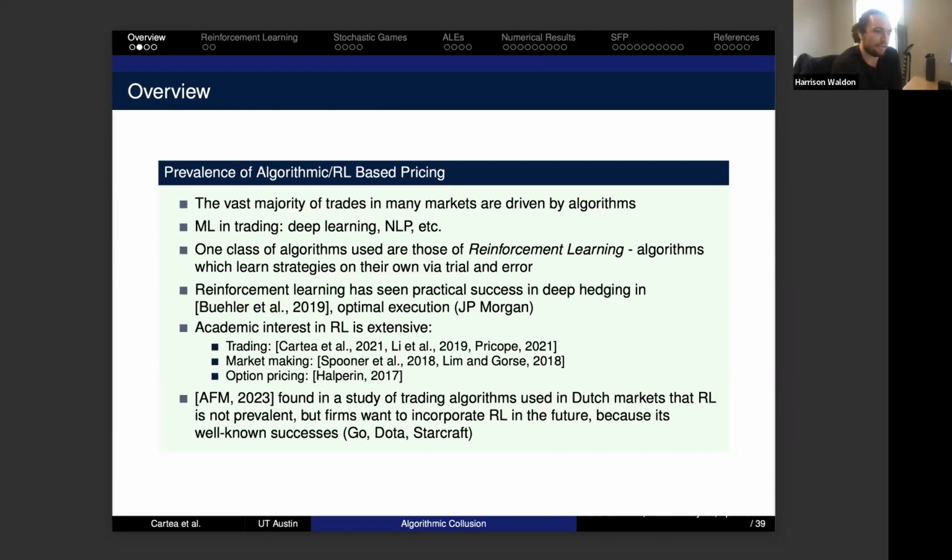As noted by the AFM, the Dutch financial regulator, this year, trading algorithms which rely on end-to-end reinforcement learning are not so common in the financial industry. Of the firms they surveyed, none used end-to-end RL in their algorithms. However, many firms indicated that they want to incorporate RL-based trading algorithms in the near future, due to RL's well-known successes, such as achieving superhuman performance in complex board games like Go, or fast-paced video games like Dota and StarCraft.